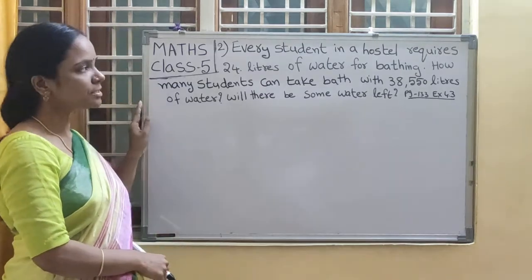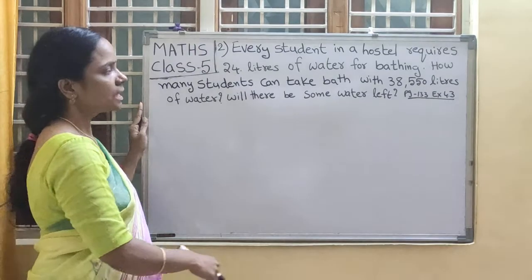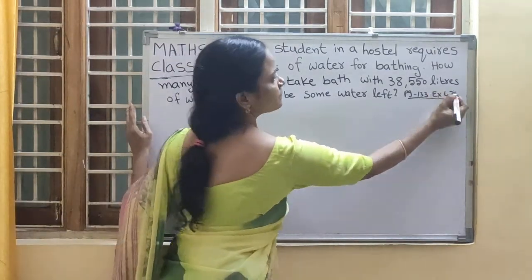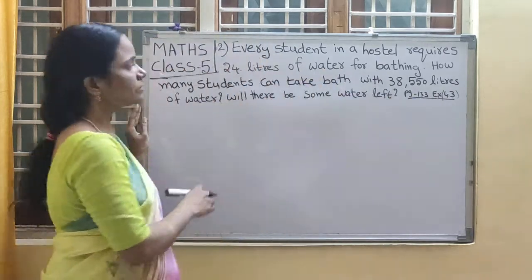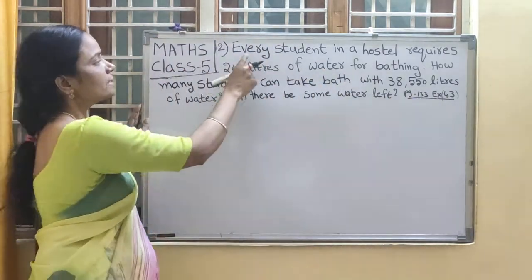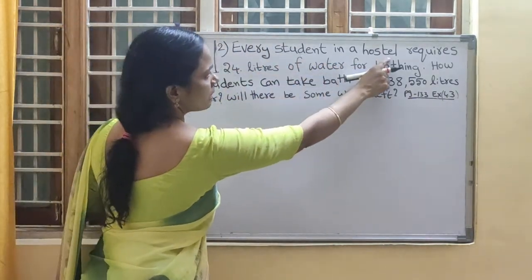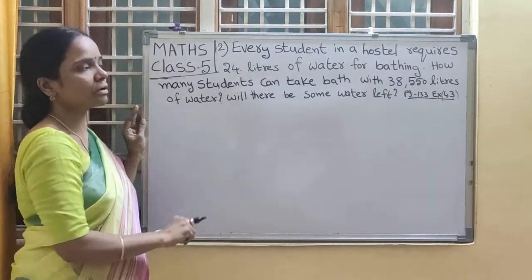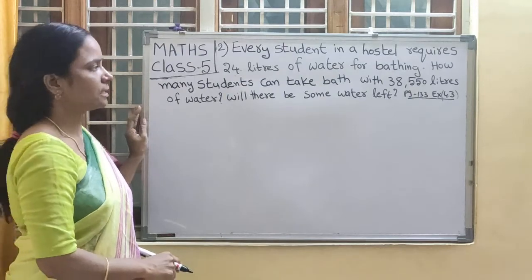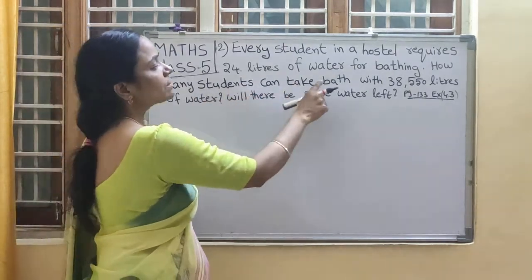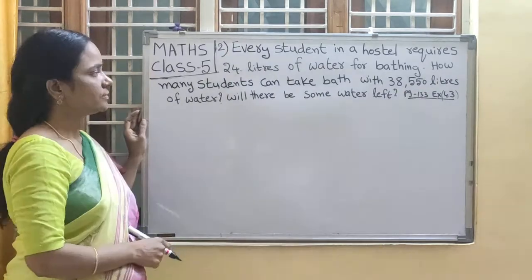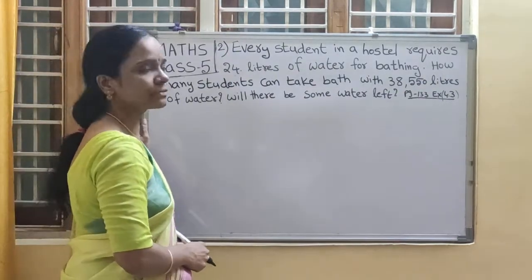Yes, children. Now coming to the second word problem. This is from page number 133, exercise number 4.3. What is that word problem, children? Every student in a hostel requires 24 liters of water for bathing. How many students can take bath with 38,550 liters of water? Will there be some water left?